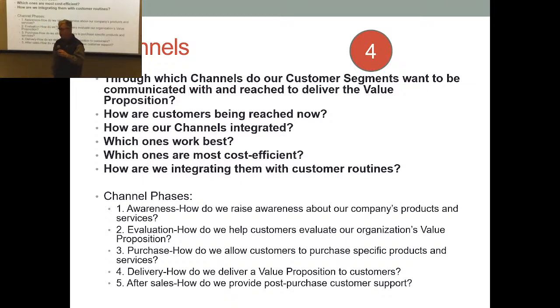You're going to think about what's most cost effective. What is the routine that your customer typically would go through in order to make these decisions? That's what you're thinking through. Yes, there's going to be some overlap with your customer segments, but there also might be some mutual exclusivity. Any questions? No? Okay.